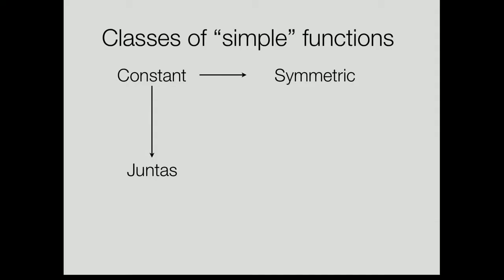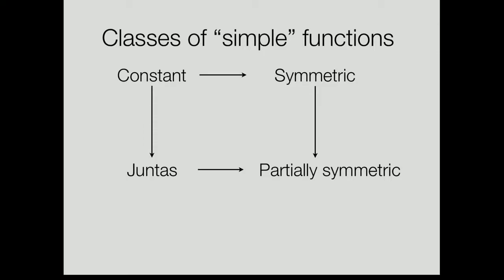But this is the picture I want to think about for now. We have these constant functions and two bigger classes of functions that are still simple in many settings. And the question is, is there something we can define that actually encompasses both of these classes of functions? This is what we're going to call partially symmetric functions. More specifically, I want to think of partially symmetric functions as the analog of juntas for constant functions.